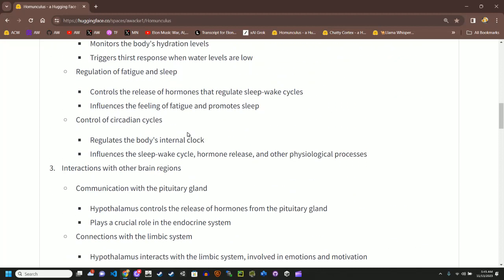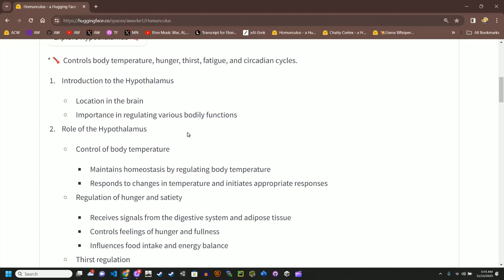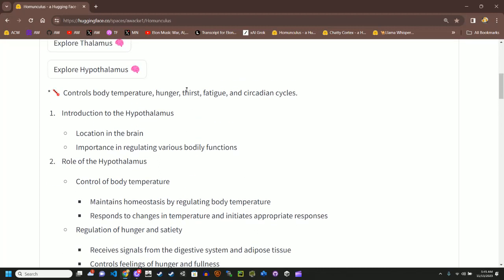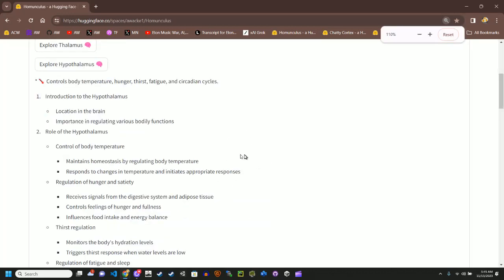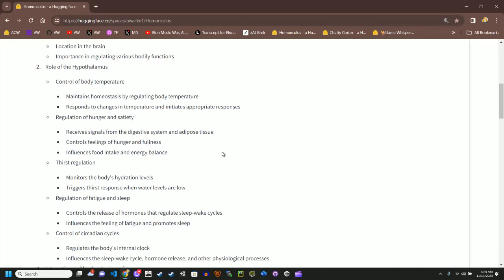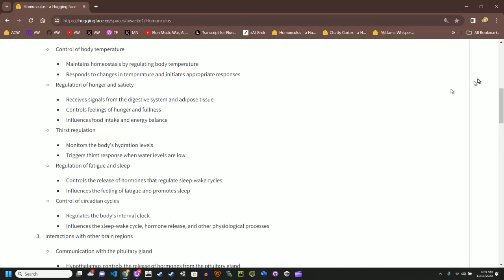Controls body temperature, hunger, thirst, fatigue, and circadian cycles. 1. Introduction to the hypothalamus. Location in the brain. Importance in regulating various bodily functions. 2. Role of the hypothalamus. Control of body temperature. Maintains homeostasis by regulating body temperature. Responds to changes in temperature and initiates appropriate responses.